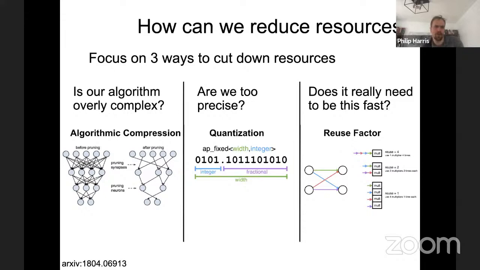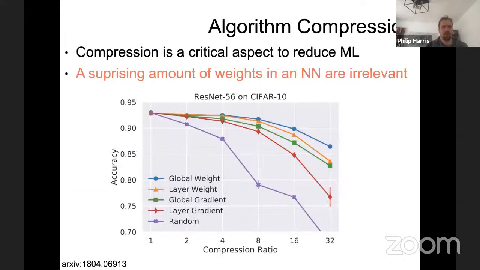So what do these three things mean? In terms of algorithm compression, what we've learned, at least with FPGAs, and more recently this has become a popular field, is that the networks that we tend to design have extra weights, right? They tend to have too many weights. Most of the weights are zero or close to zero, and they don't actually contribute to your neural network output. This means you can actually compress your network, right? And here's just an example of a large image network, ResNet 56.